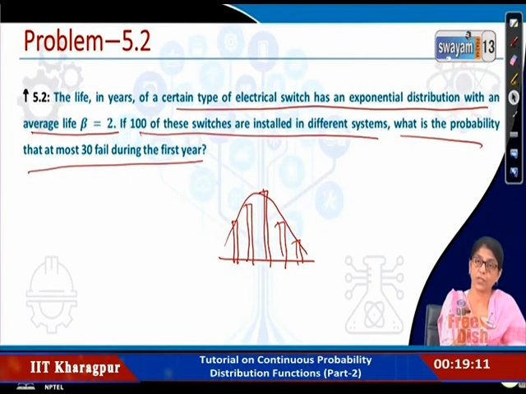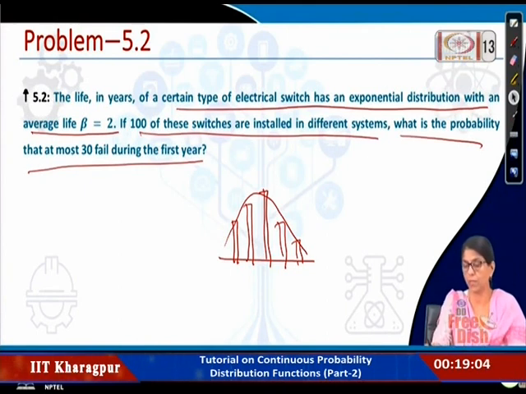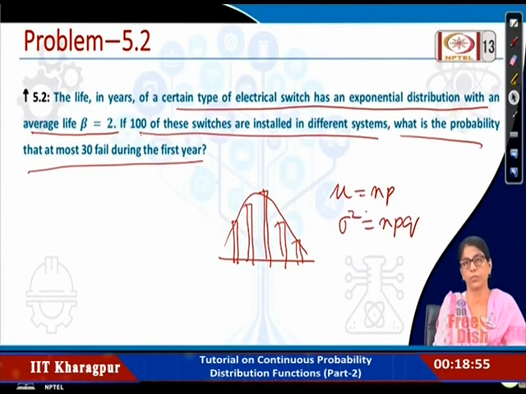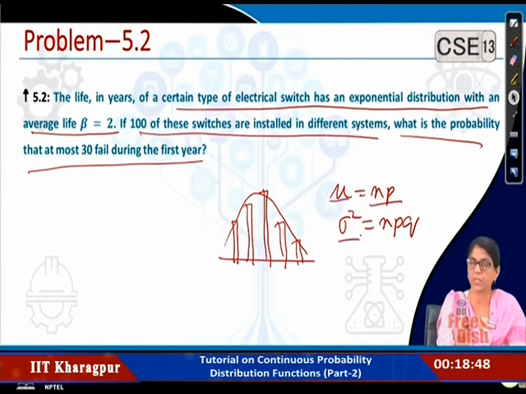For a normal distribution, again we need two parameters. What are the two parameters? The parameters are mu and sigma. For the normal distribution, mu is n into p, and sigma squared, the variance, is npq. Here nothing is given for mu and sigma squared, but we will be able to find p, the probability that it will fail during the first year, using the exponential distribution. That will give my p.